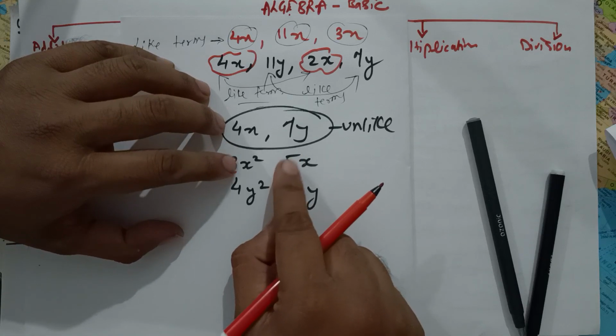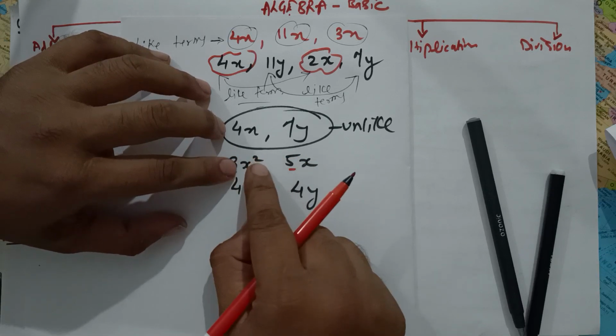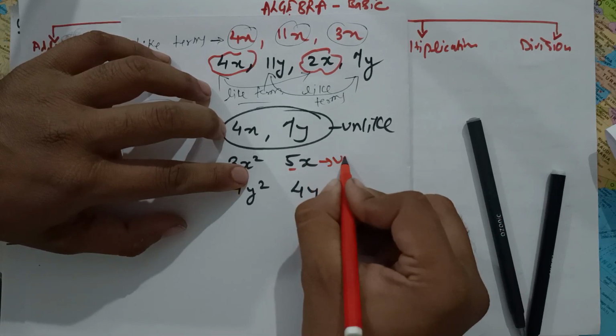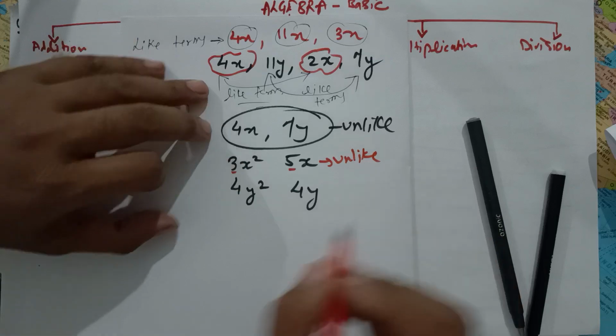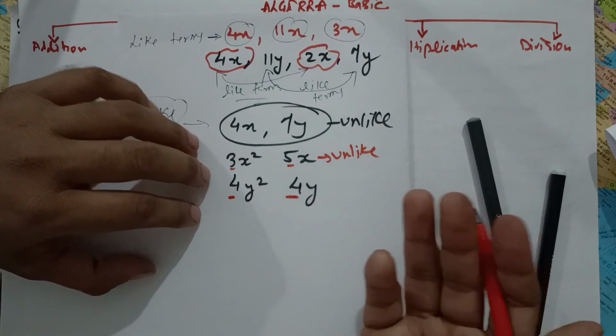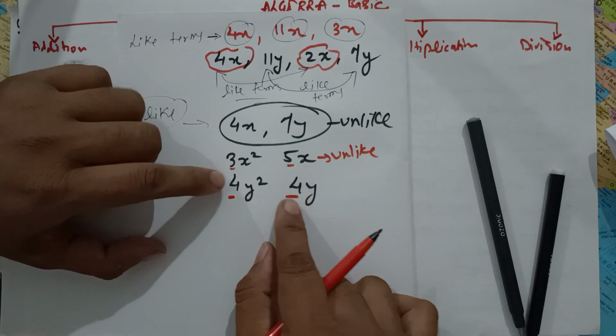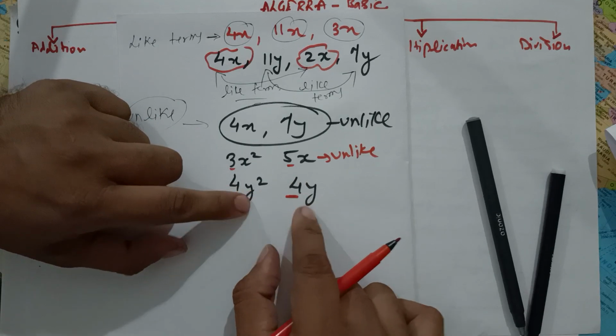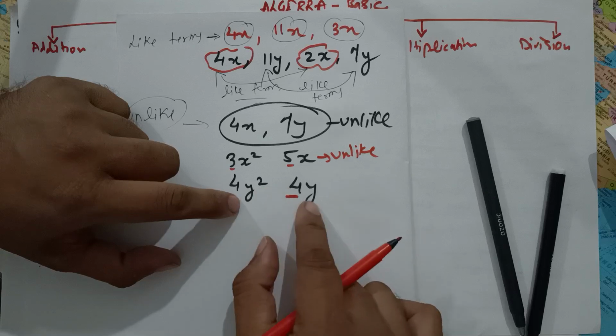On digits, on numbers, no problem. See the variable: it is x square, it is x. No, these are not the same. They are unlike. Here, see, 4 and 4 are the same. It's okay, no problem. We don't consider the numbers. We consider the variable. So here is the y square, the y.